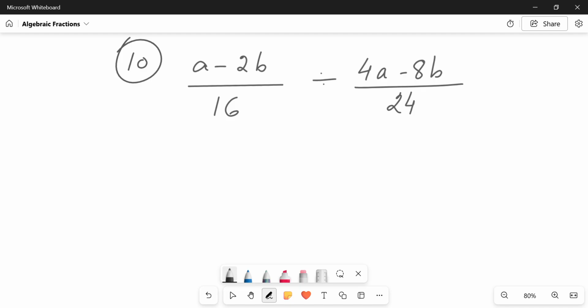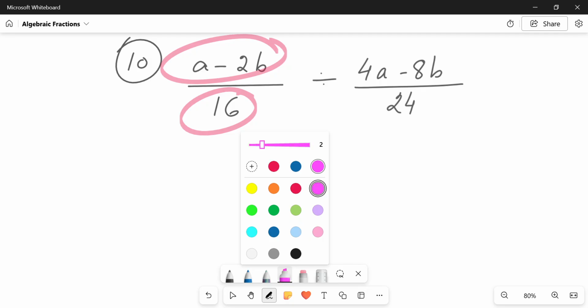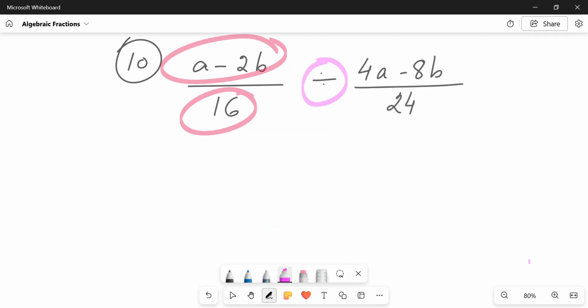Okay, now check students, a minus 2b, this is already in simplified form. 16 already in simplified form. Oh, this is a different type of a question. Have you noticed it? Oh, that here we have a division sign between them. So what we need to do? We need to reverse the numbers. Which numbers? These two. Okay, not the first fraction, the second fraction, because the sign is with the second fraction.